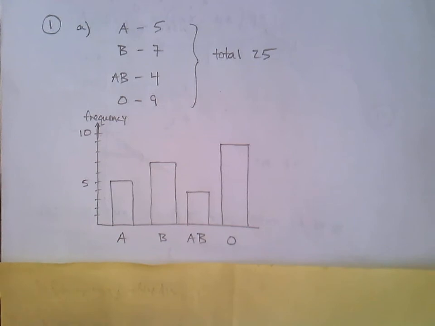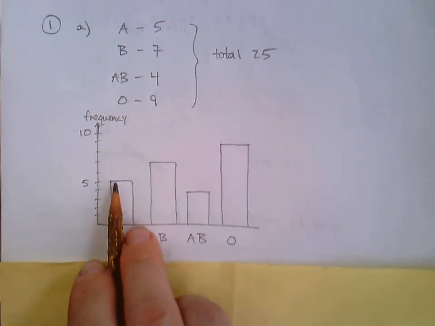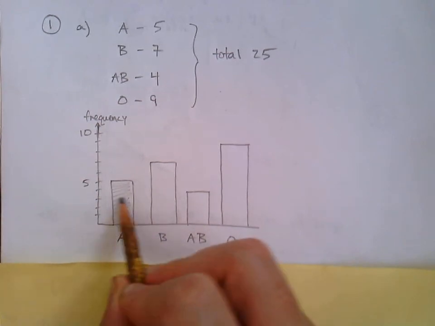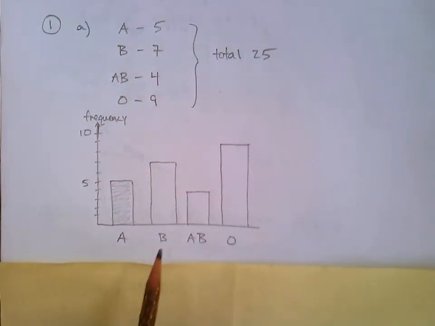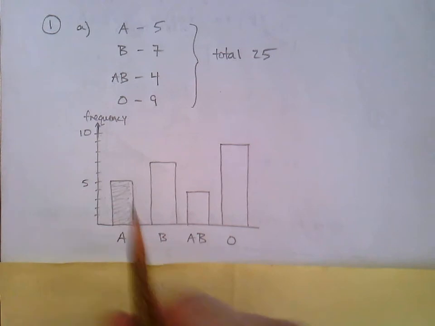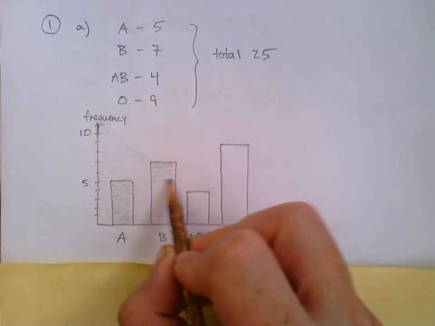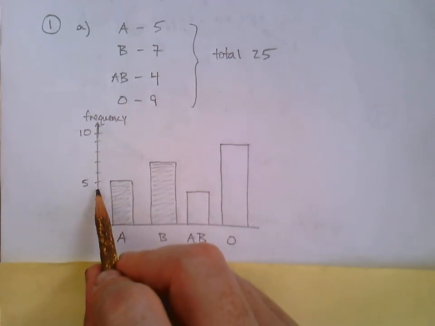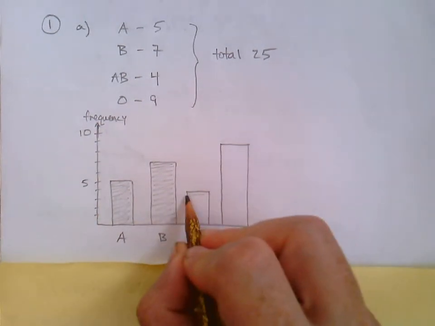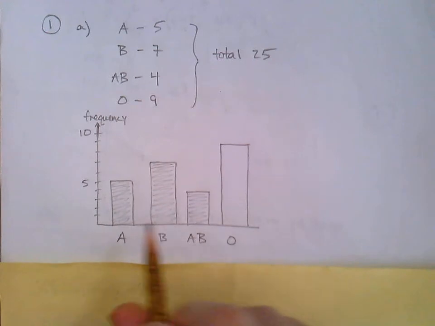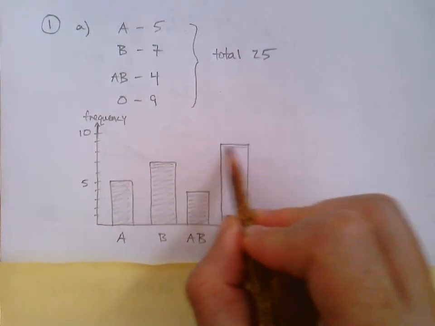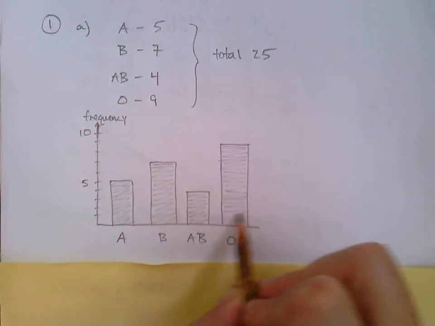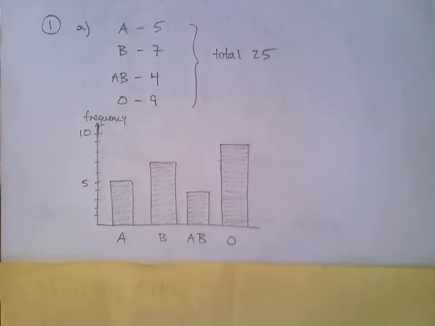And then I create a bar for each one. So A reaches up to 5, right? And some people like to shade these in. I kind of like to shade them in. Looks a little nicer. Type B, well, that goes up to 7, right? Okay. Type AB was the smallest. That was at 4, so I'm trying to line that up with 4. And type O was the biggest, up at 9. So there's the 9. And that's it.